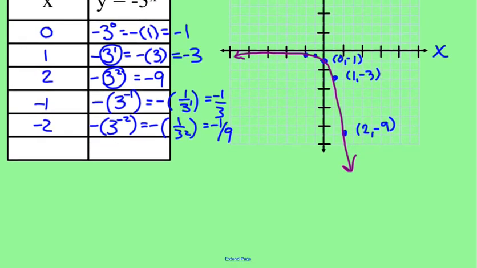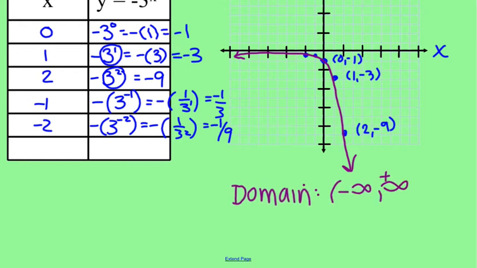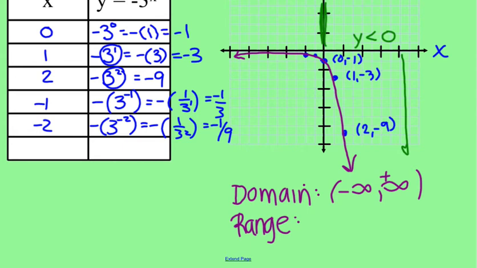So let's talk about the domain. The domain again is every number works. You can plug any number in for x. So that's negative infinity to positive infinity. But the range now is different than the last example. Notice all of our values are down here. So what's happening is above here is not existing in that purple graph. So it's going to be y less than 0. All the values less than 0.